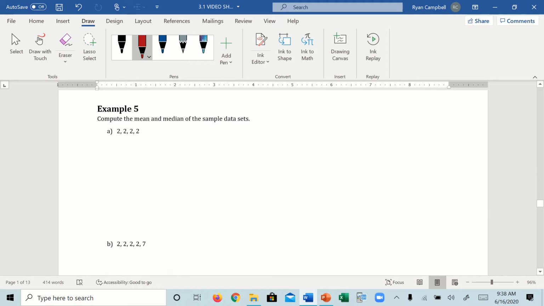All right, so let's talk about why we have both the mean and the median.